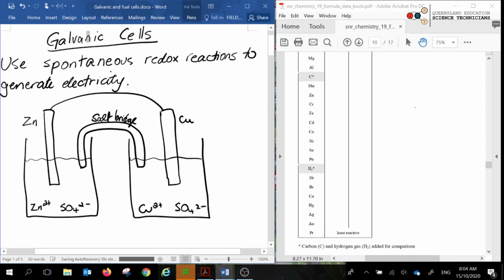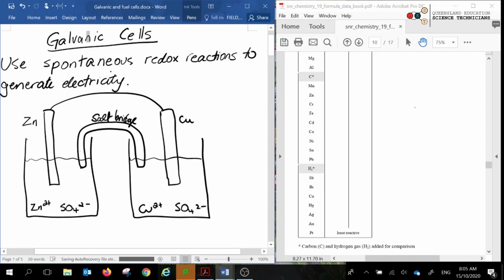We have a salt bridge that connects those two half cells, and that salt bridge is packed with a soluble salt, and we have a connecting wire in between the electrodes that allows the electrons to flow. Normally we would put a device that we actually want to use the electricity in between. We can also use a multimeter or a voltmeter to measure the voltage that's generated.